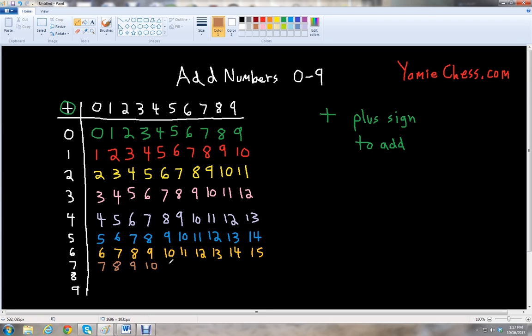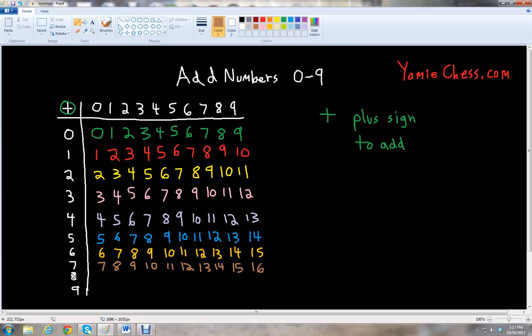7 plus 4 is 11. 7 plus 5 is 12. 7 plus 6 is 13. 7 plus 7 is 14. 7 plus 8, 15. And 7 plus 9 is 16.